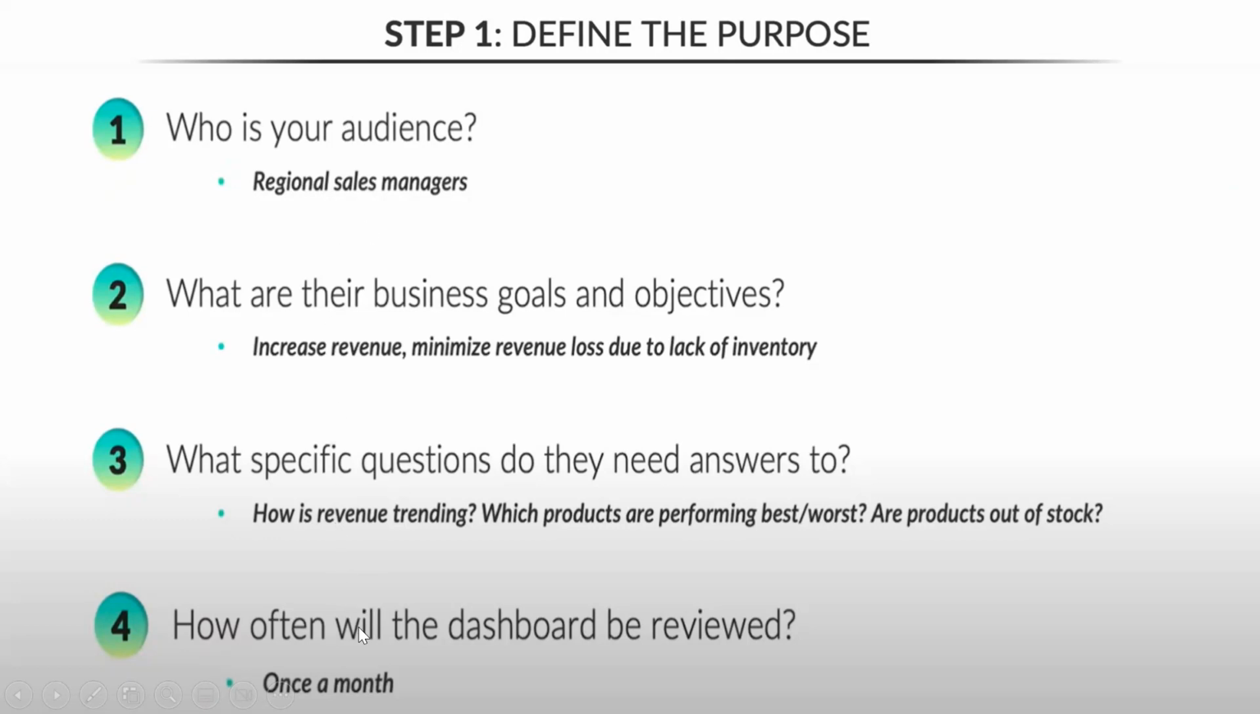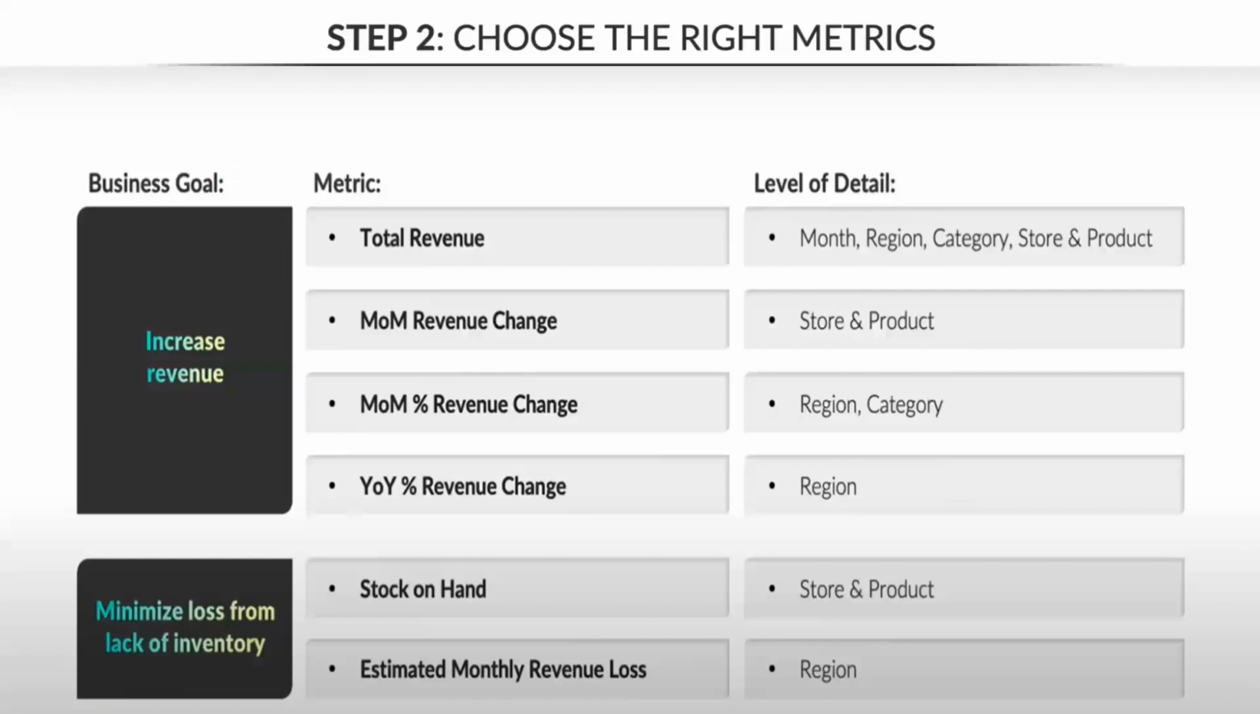All these four questions are very important for defining the objectives. You need to keep all four very clear. You should be crystal clear with them and get answers. Who is the audience first? What are their business goals and objectives, and which questions are they looking for answers to? And how often do they want to review this dashboard, monthly or yearly, however it is. Once you define this, you come to the second step.